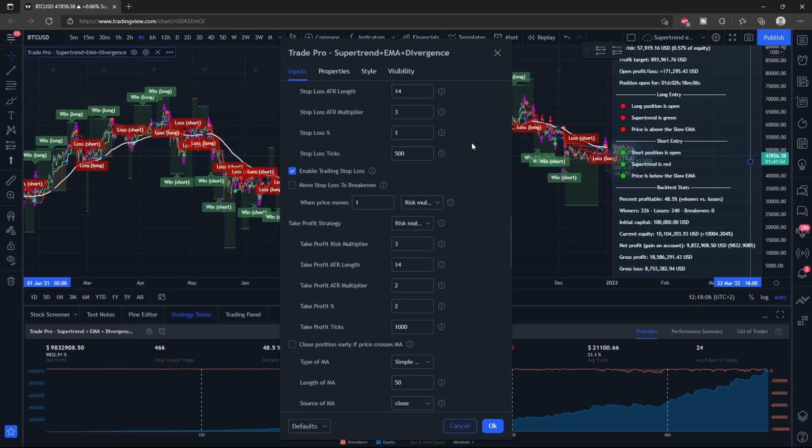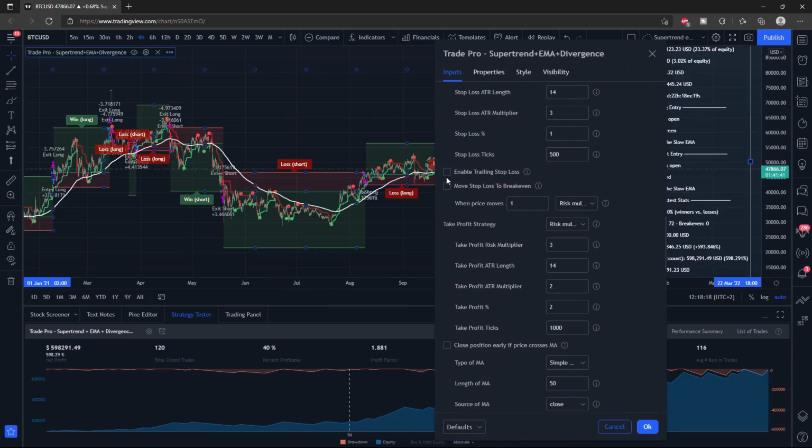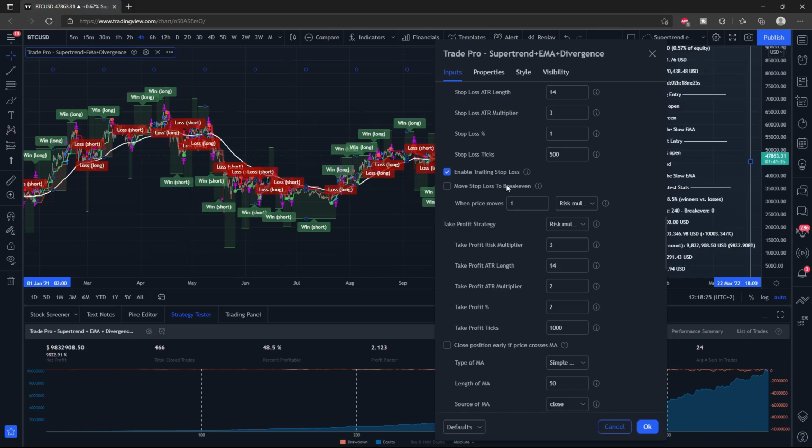And of course, all these other things. You can enable a trailing stop loss, which is what I have done. So it's going to trail at 3 times the ATR, or you can turn that off and see how it affects the results. So let's see what happens when I turn that off. The results do get worse. So still profitable, but they do get worse. So enabling that trailing stop loss is a great idea.